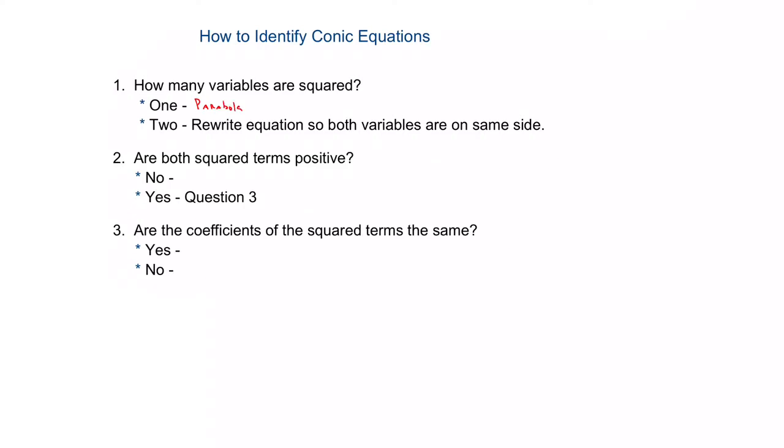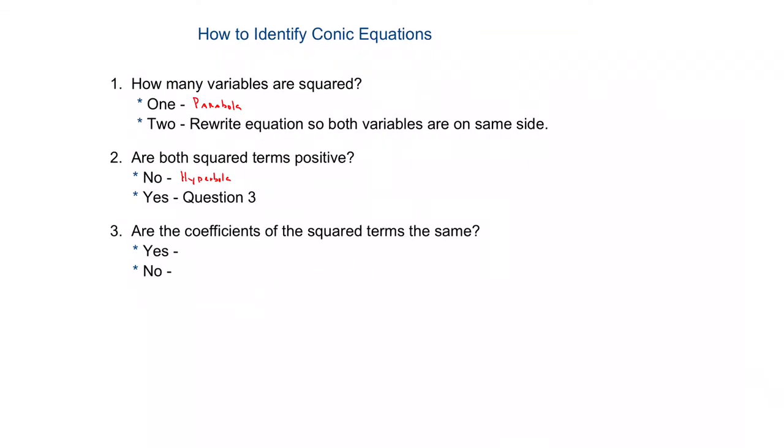Then rewrite the equation so both variables are on the same side. That way we know it's a sum or a difference. Next, are both squared terms positive? If the answer is no, which means you are subtracting, then it is a hyperbola. The third question: are the coefficients of the squared terms the same? If the coefficients are the same and you're adding, then it is a circle. If they are not the same, then it's an ellipse.